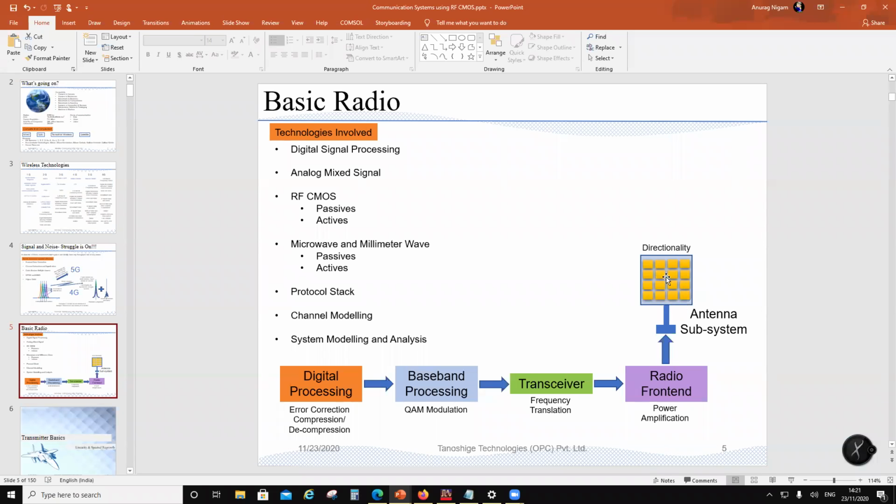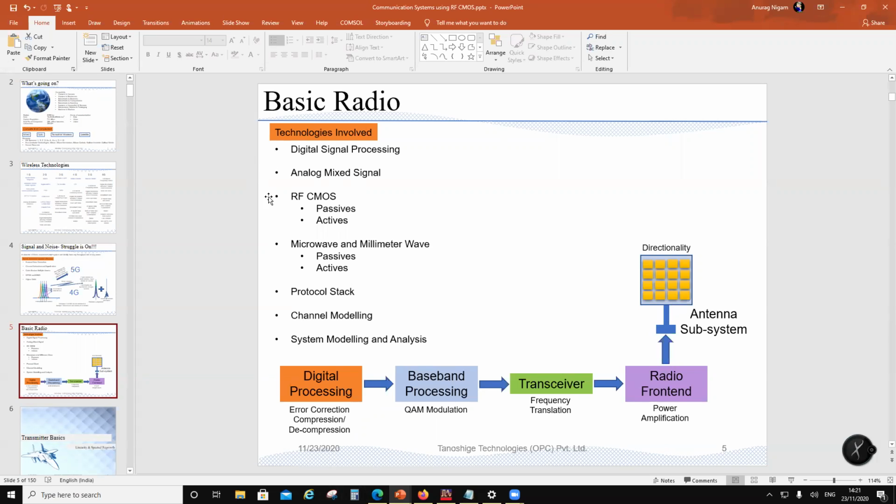What we are going to develop here are analog and digital phase shifters and attenuators. That's a part of this training, a part of the antenna subsystem. So radio can be divided into baseband digital processing, PHY layer baseband processing, frequency translation, power translation, and beam forming. This is what your basic radio would look like.